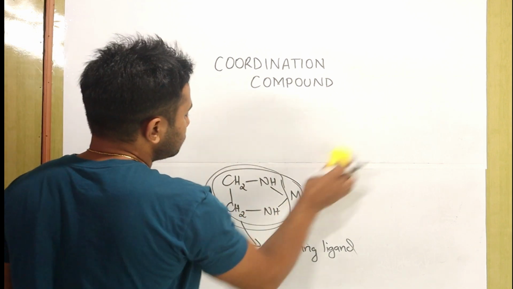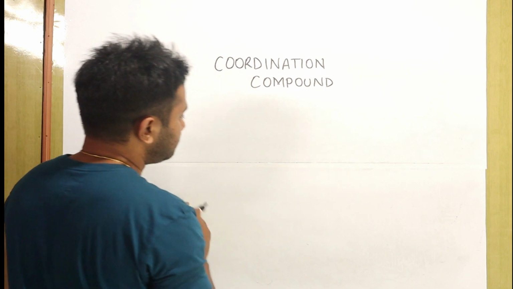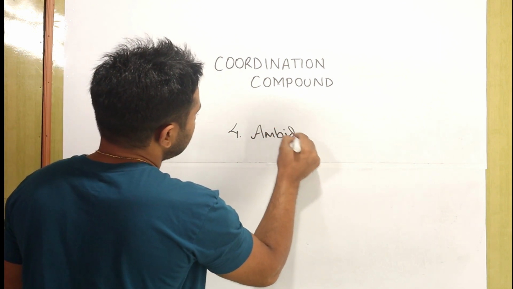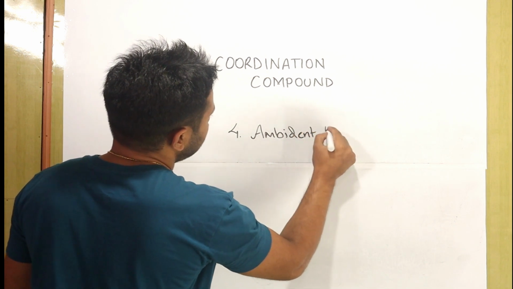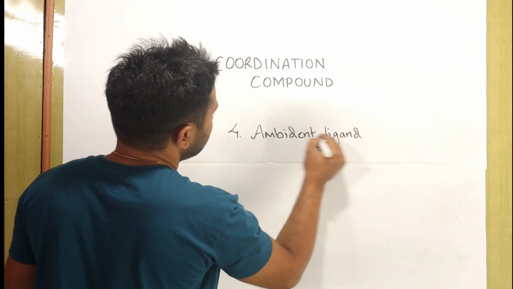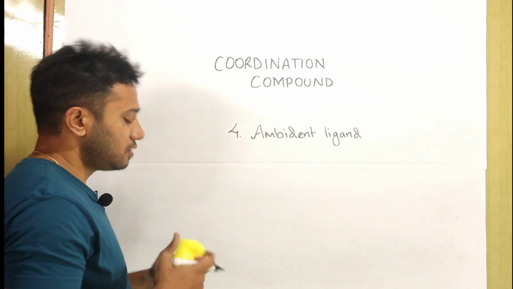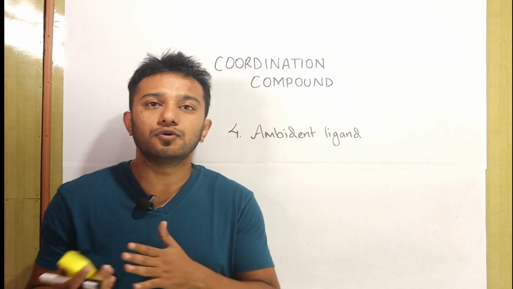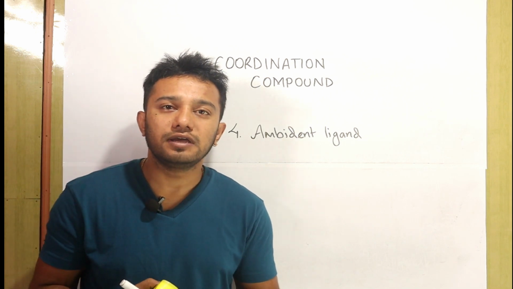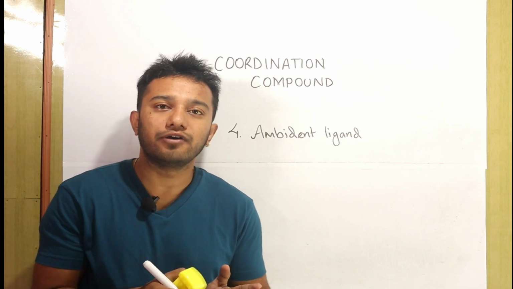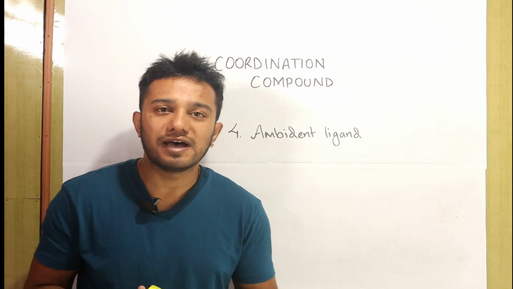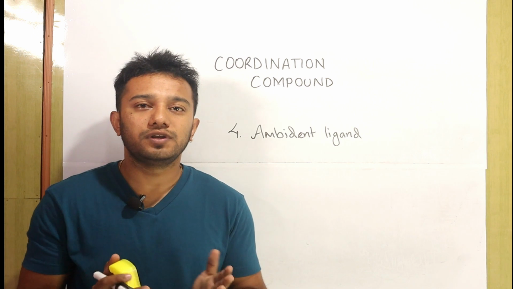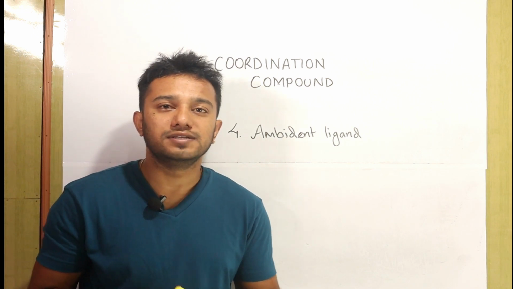And fourth we have ambidentate ligand. Ambidentate ligands are those monodentate ligands which can make coordination bonds with the metal ions from more than one side. So they will make coordination bonds with the metal ions from more than one side.